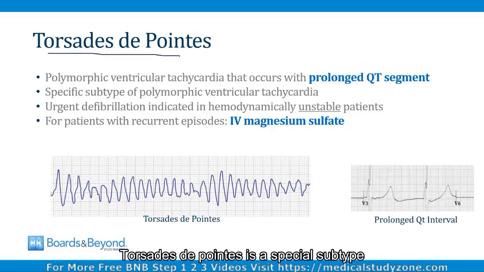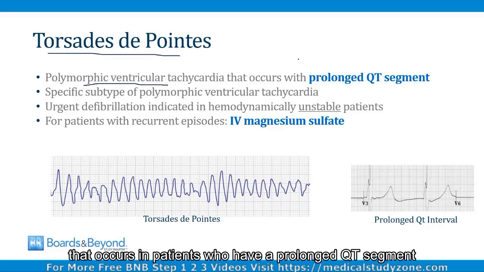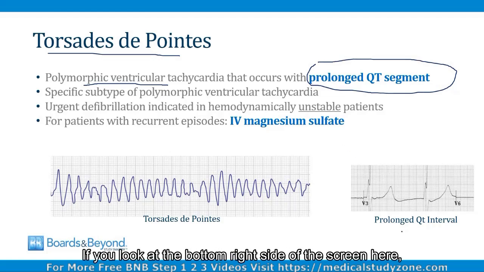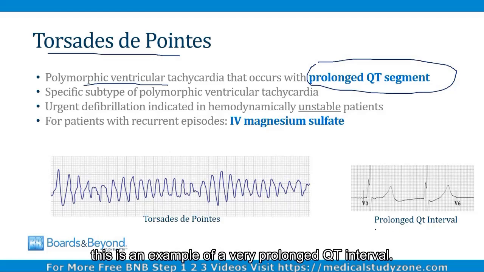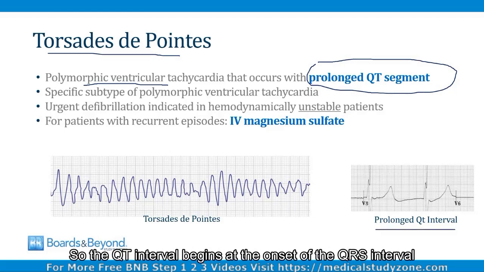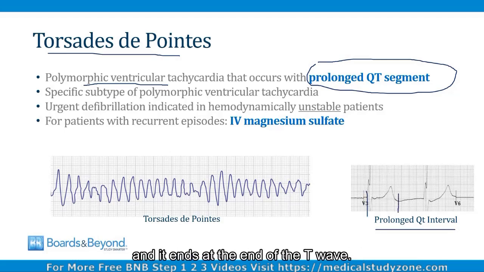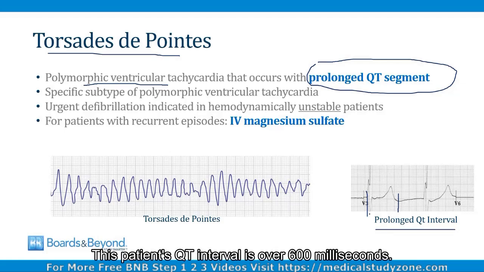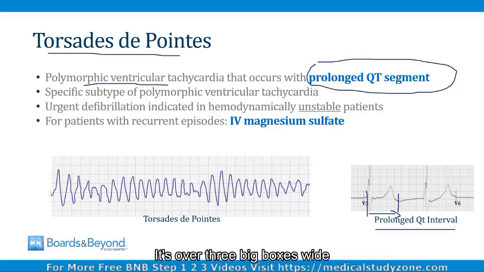Torsades de Pointes is a special subtype of polymorphic ventricular tachycardia that occurs in patients who have a prolonged QT segment on their surface ECG. If you look at the bottom right side of the screen here, this is an example of a very prolonged QT interval. So the QT interval begins at the onset of the QRS interval and it ends at the end of the T wave. And a normal QT interval is about 400 to 500 milliseconds. This patient's QT interval is over 600 milliseconds. It's over 3 big boxes wide, and that is severely prolonged.